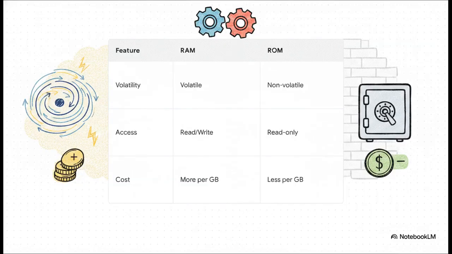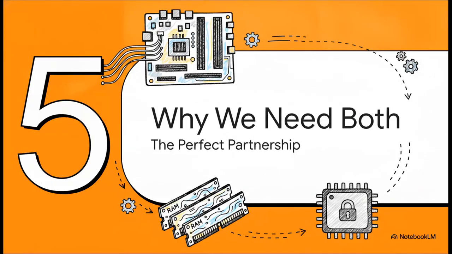When you put them head to head, it really illustrates the ultimate showdown under the hood. They balance each other out flawlessly. RAM is volatile, designed for constant read and write access, is incredibly fast, but it is way more expensive per gigabyte. ROM, on the other hand, is non-volatile, primarily read-only, a lot slower than RAM, but it's much more cost-effective for permanent structural storage. Which brings us to our final stop today, Section 5, Why We Need Both.